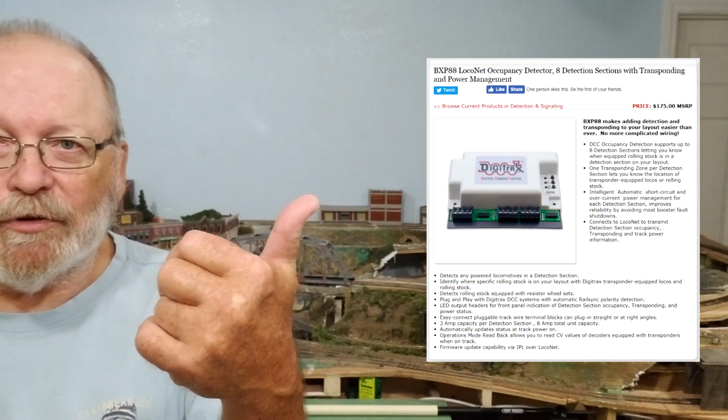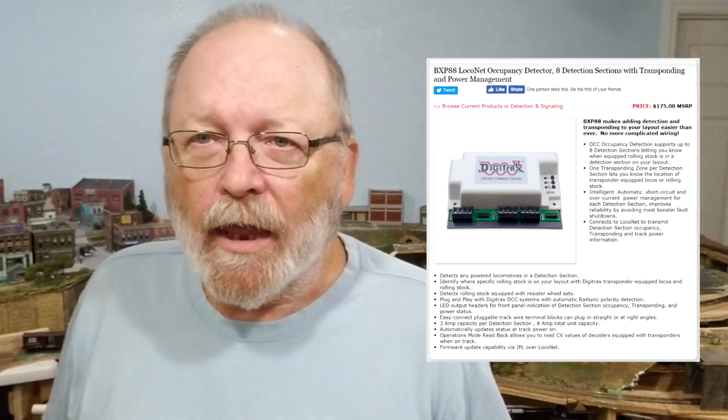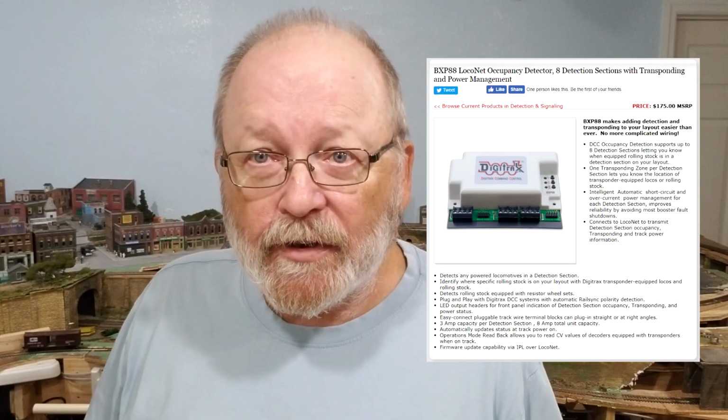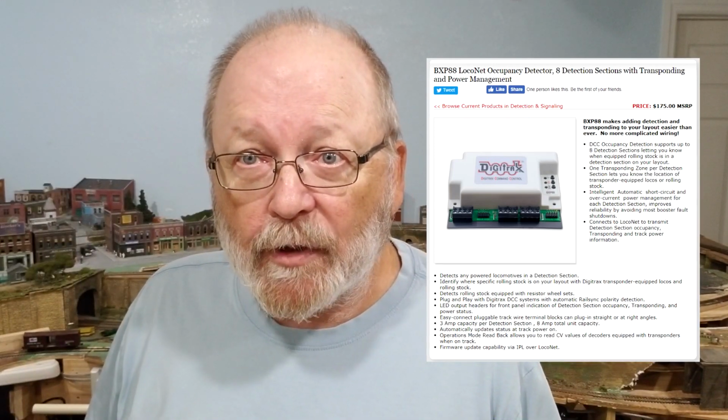Another one was Pat Gallo, and he asked me about the BXP88, and I had to look that one up because I didn't know what that was. But anyway, it's a Digitrax, and I'll put the picture right over here. It is an occupancy detector and power management unit. They combine two controls and put it into one.